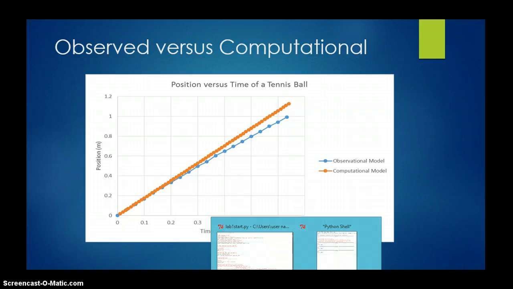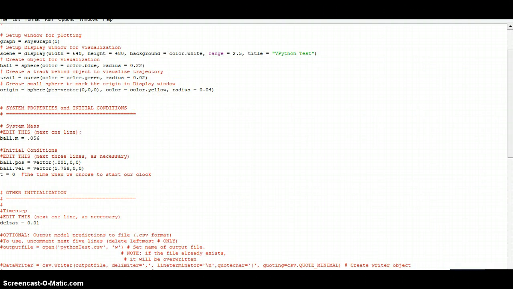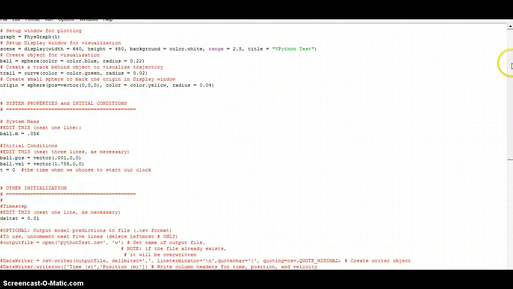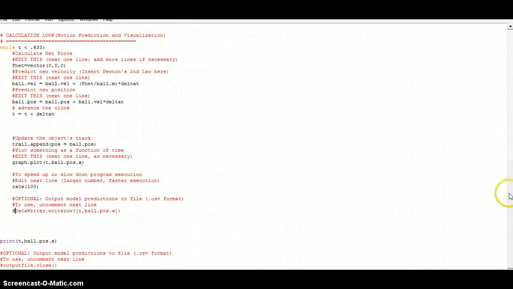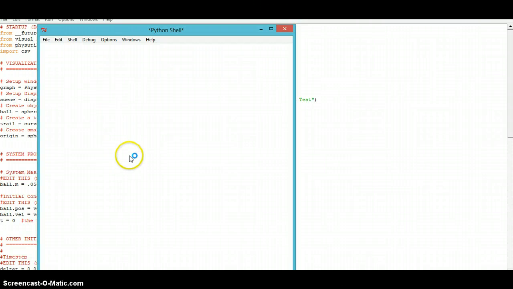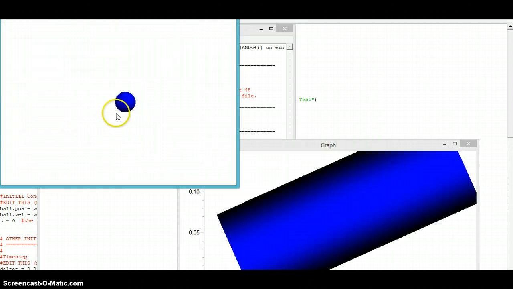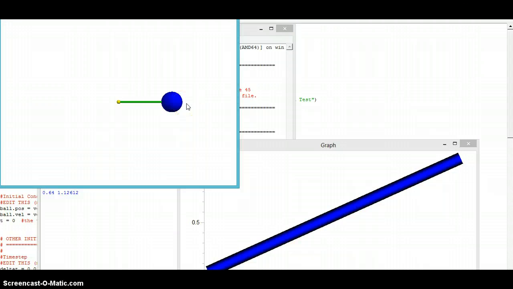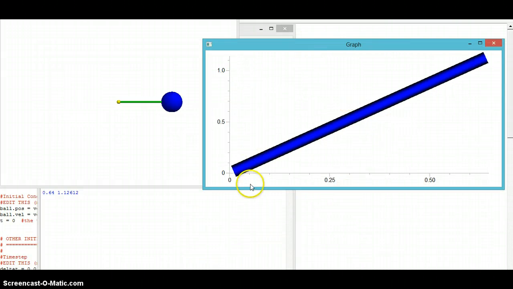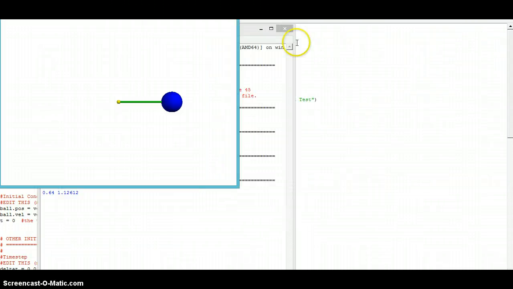Now let's head over to the Python code. This is the Python code that was used for the computational model. Got it from a Python shell. And once you run the model, you will get two graphs. This one represents the tennis ball moving in the positive x direction, and this graph right here represents the position versus time graph moving in the positive x direction with a constant slope, meaning constant velocity.